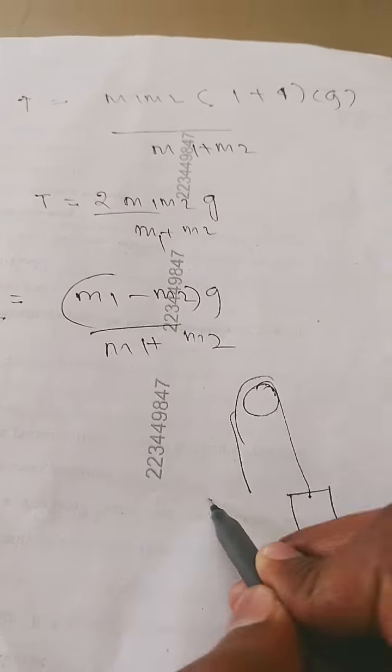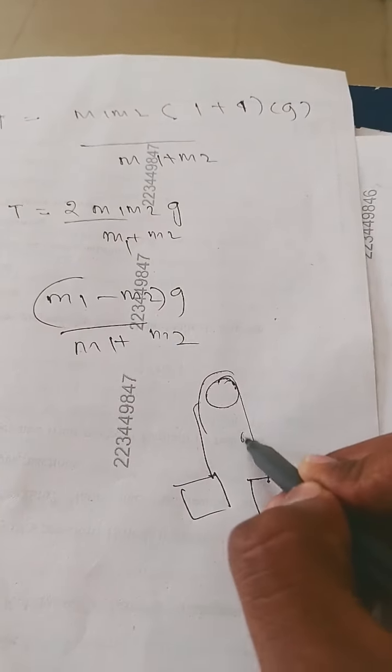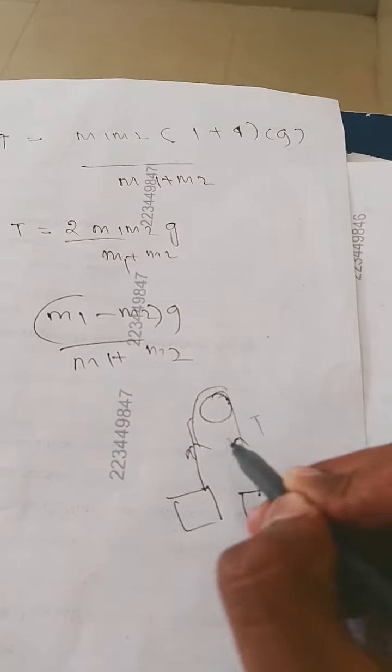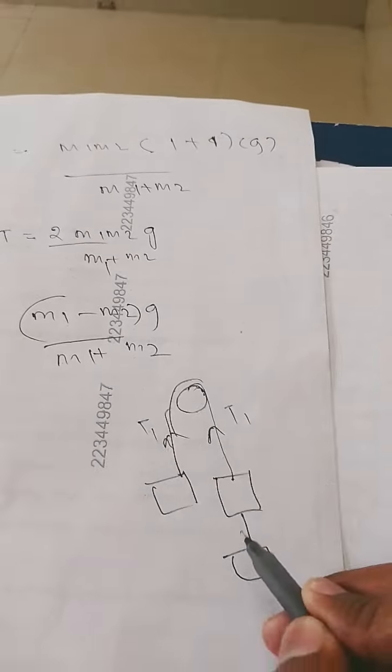Sometimes they will give a three block system. For this we have to know the derivation. Derivation is important. If the string is the same, then the tension is the same. I note once again, if the string is the same, the tension is the same. If the string is different, the tension is different.